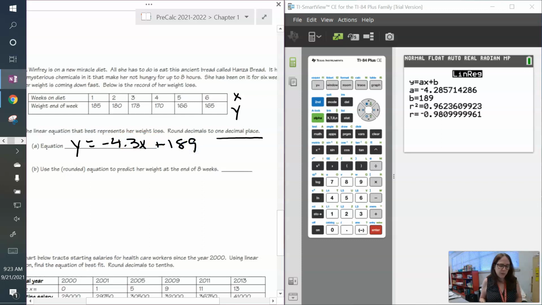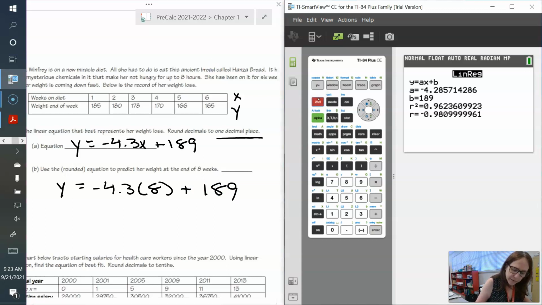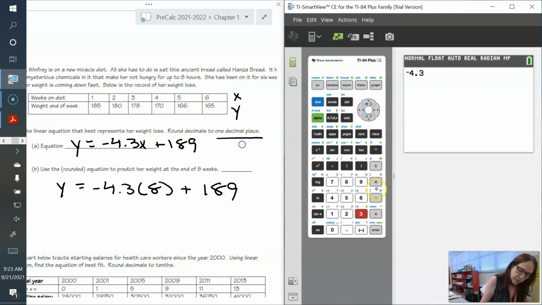Then it says use the equation to predict her weight at the end of 8 weeks. So now all you're going to do is plug in the 8. You're going to say y equals negative 4.3 times 8 plus 189. So I'm going to quit out of here. Now I'm going to do negative 4.3 times 8 plus 189, and I get negative 154.6.